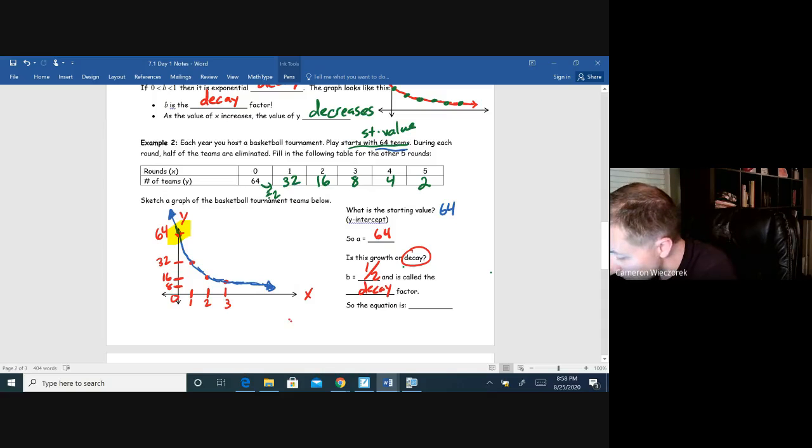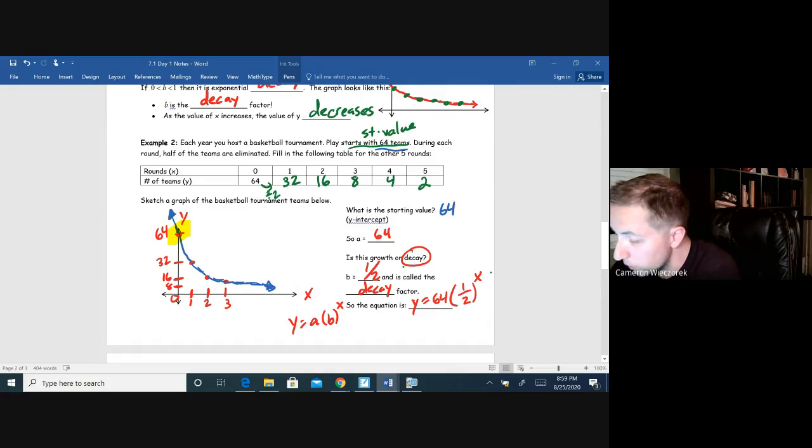So the equation, remember, is y equals a times b to the x. a is that starting value, so there's our 64. And my b value is my multiplier, my decay factor, which is a half. And so I'm going to raise it to the power of x.